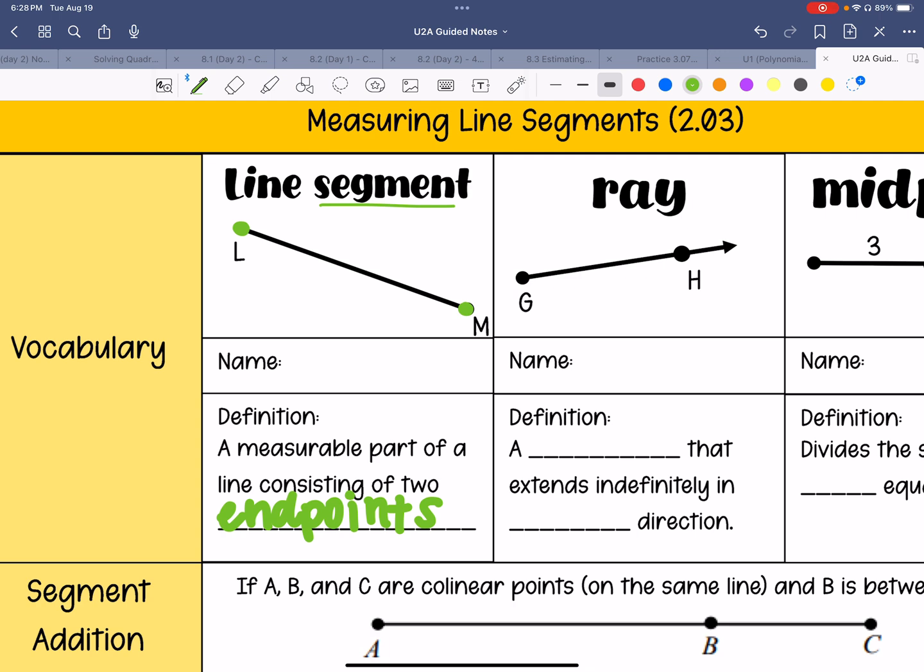When we're naming a segment, we are going to use those two endpoints. So I'm going to use L and M, and we are going to put a segment on top of those two endpoints to identify this is in fact a segment.